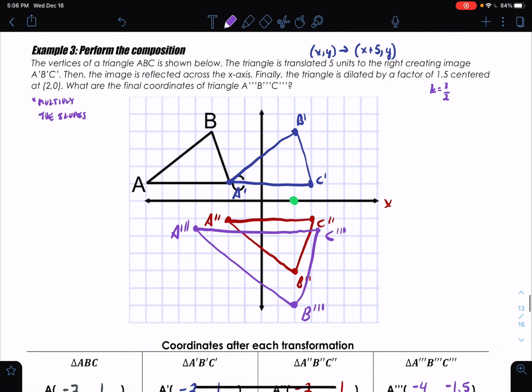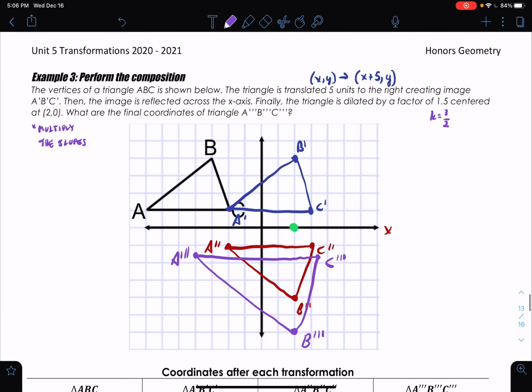So we multiplied the slopes. We saw what the change in y and the change in x were, and we applied the scale factor to those so that we could count to see where the new coordinates would be after that dilation.